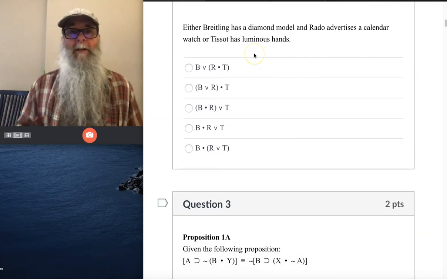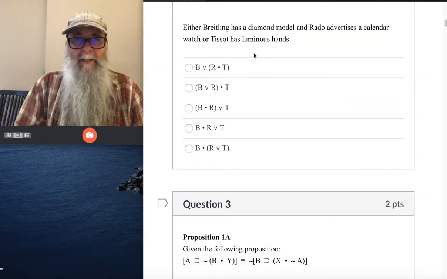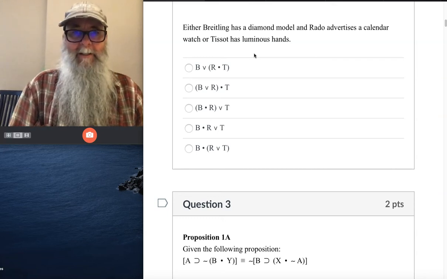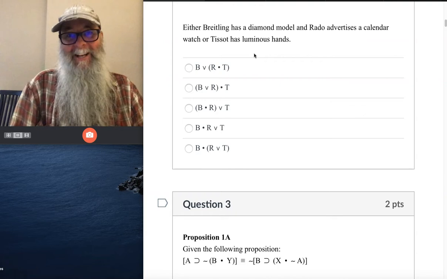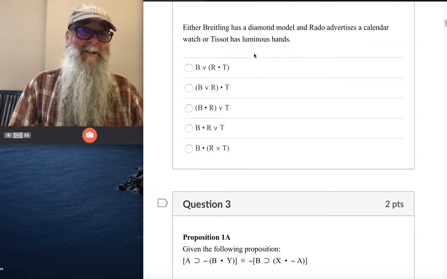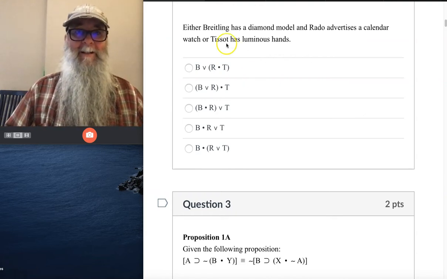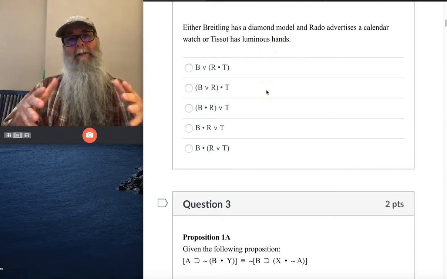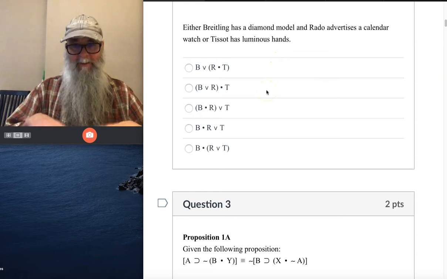Okay, so here's the statement. Either Breitling has a diamond model and Ratto advertises a calendar watch, or, boy, I don't know how to say that, Tissot? I'm showing you how unsophisticated I am that I don't know what these fancy watches are. Tissot has luminous hands.